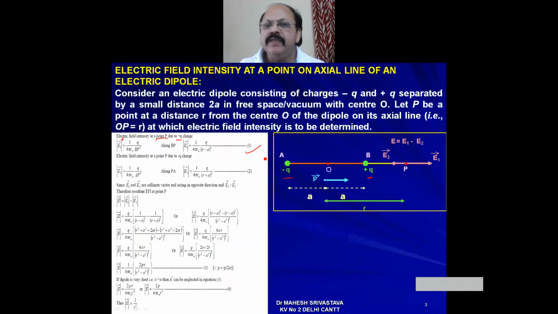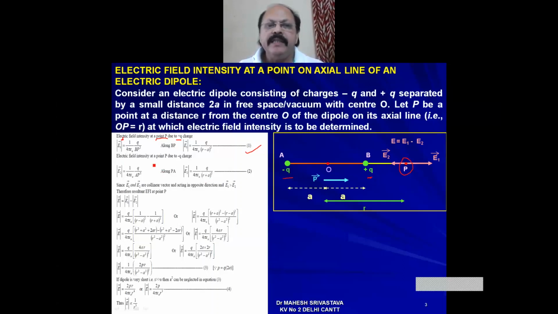Now the direction of this electric field intensity is along BP. Why is it along BP? Because for calculating the electric field intensity at point P, you place a unit positive test charge at point P. So plus Q and plus unit test charge, so there is a repulsion. So the direction of electric field intensity is the same as the direction of force experienced by the unit positive test charge. So that's why it is along BP.